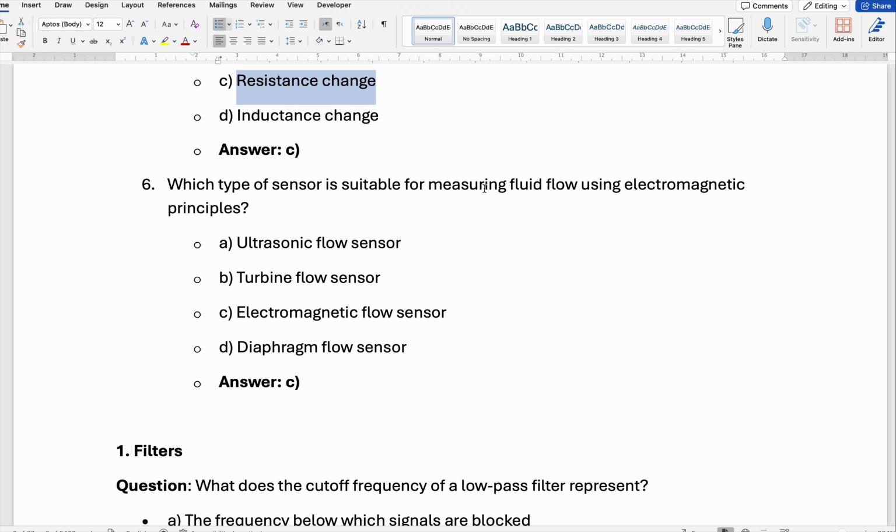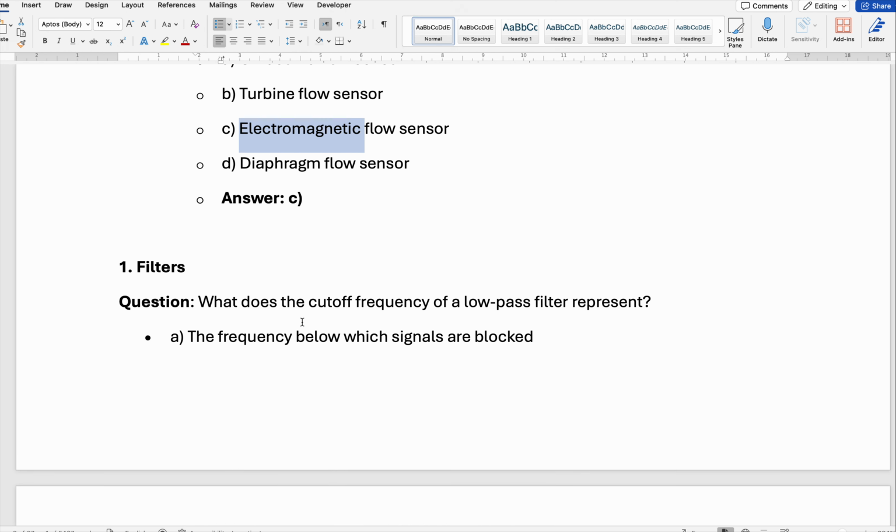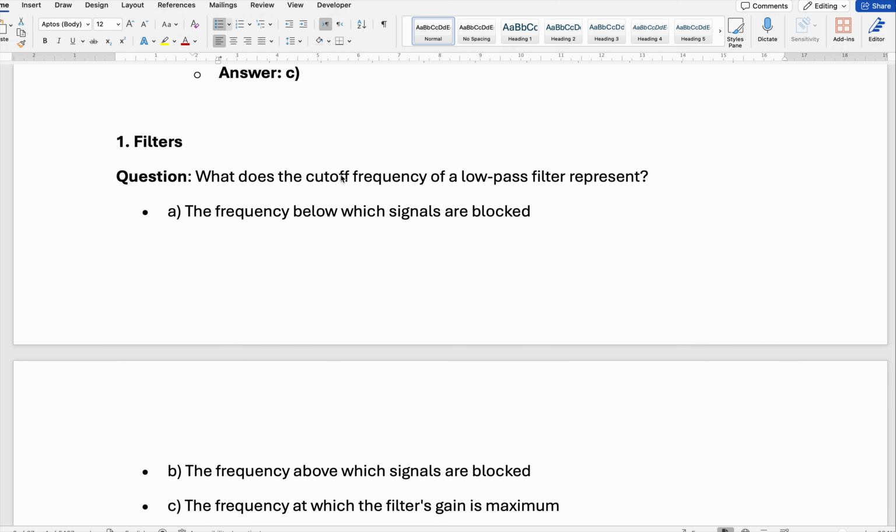Which type of sensor is suitable for measuring fluid flow using electromagnetic principles? The answer is very clear, because it says electromagnetic, so it's the electromagnetic flow sensor. Filters: what does the cut-off frequency mean? We are talking about the cut-off frequency of the low-pass filter. It is the frequency at which I am cutting off the high frequencies and letting the low frequencies pass.